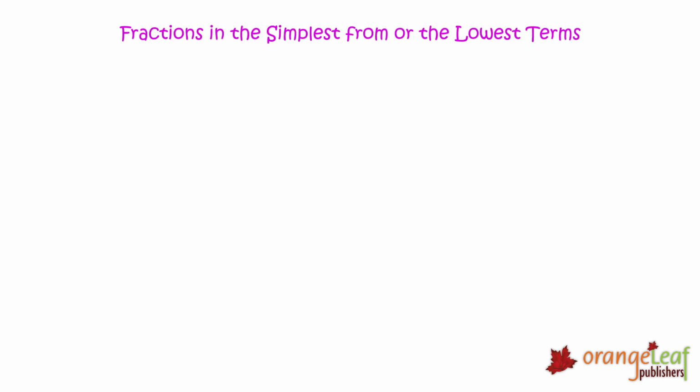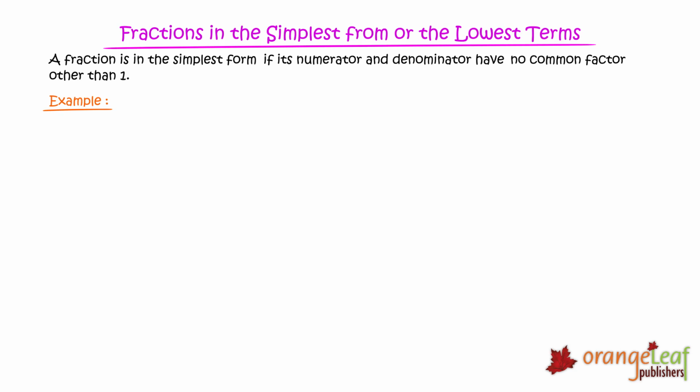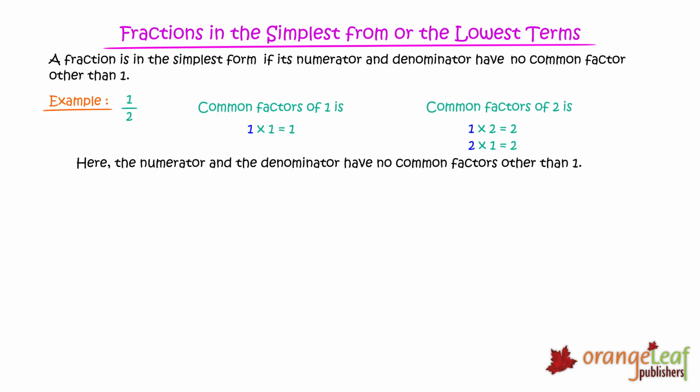Fractions in the simplest form or the lowest terms. A fraction is in the simplest form if its numerator and denominator have no common factor other than 1. Example, consider the fraction 1 by 2. Common factors of 1 is 1. Common factors of 2 is 1 and 2. Here, the numerator and the denominator have no common factors other than 1. Therefore, the fraction 1 by 2 is in its simplest form.